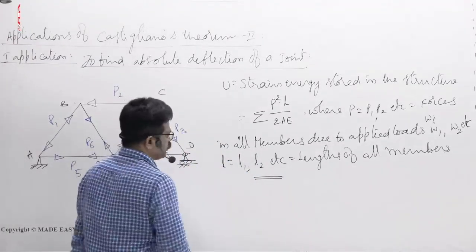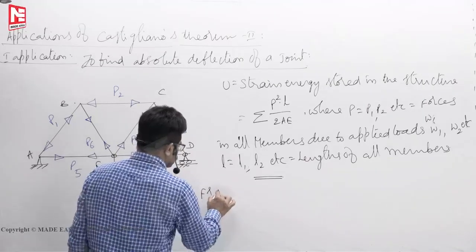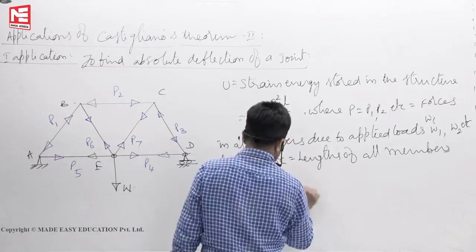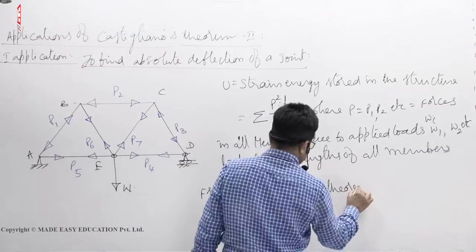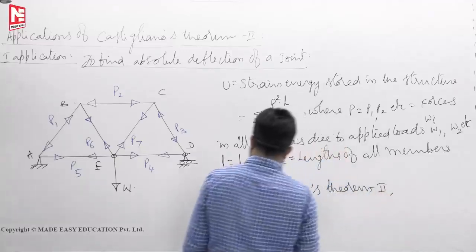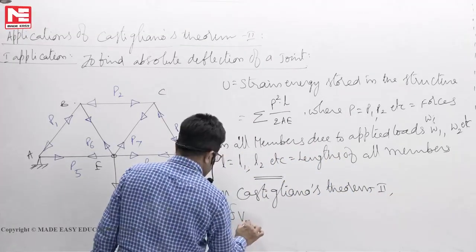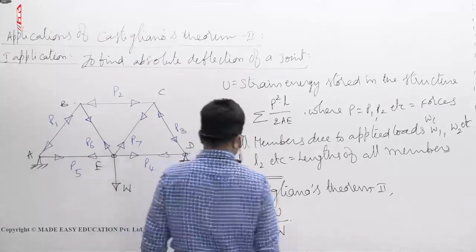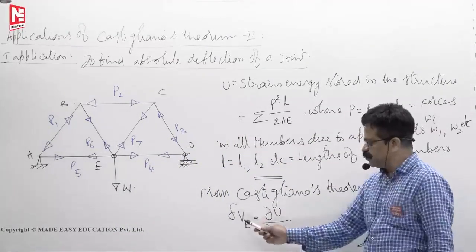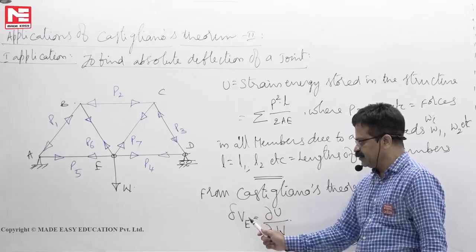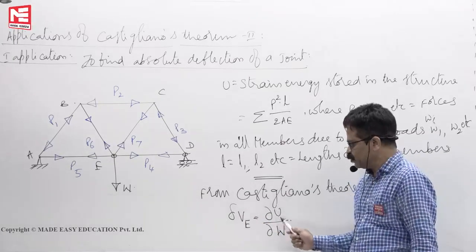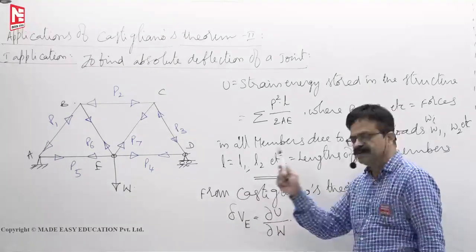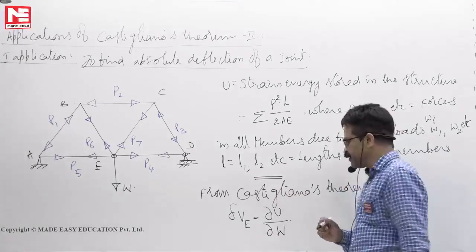Now from Castigliano's theorem 2, what we can write? Vertical displacement delta at joint E, if I want: first derivative of energy with respect to load at that point. Delta VE means vertical displacement at E, dou U by dou W. First derivative of energy with respect to load at the point where you want to find the displacement.